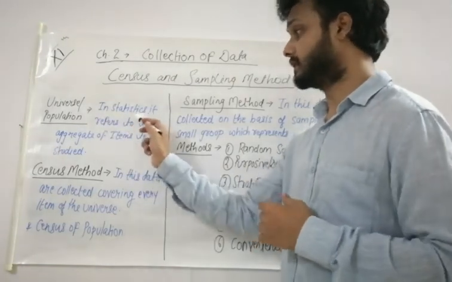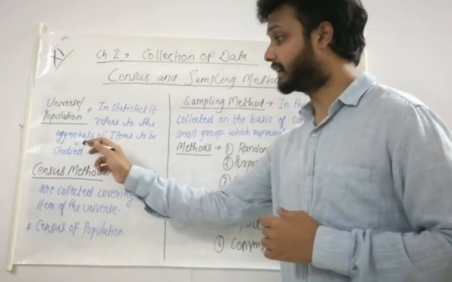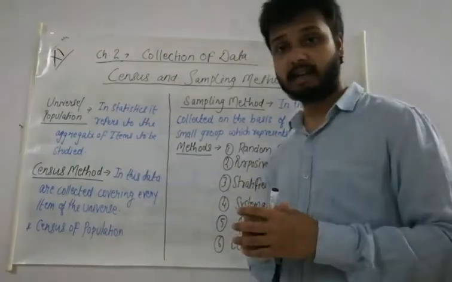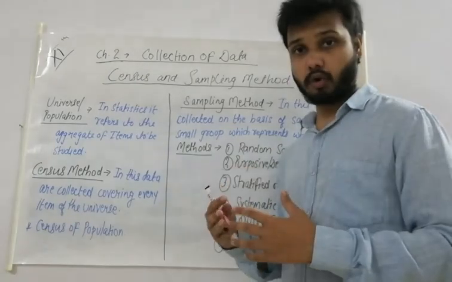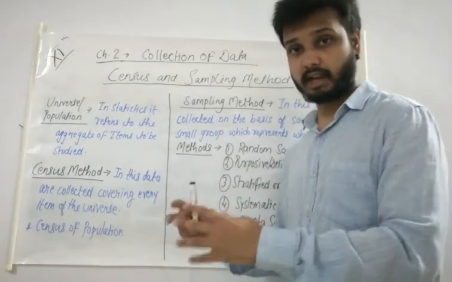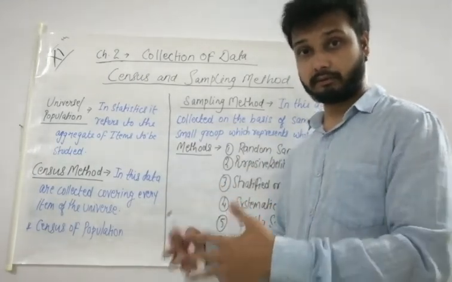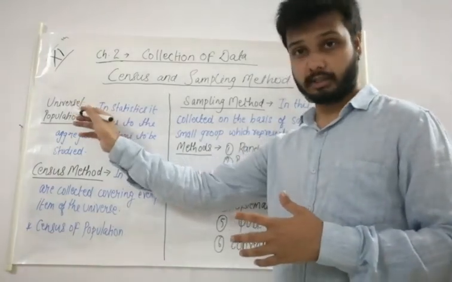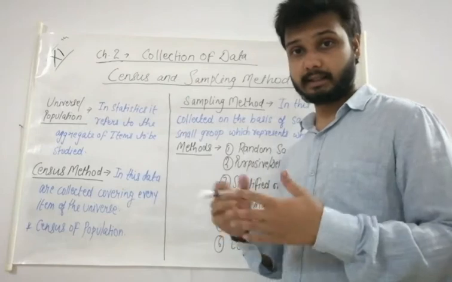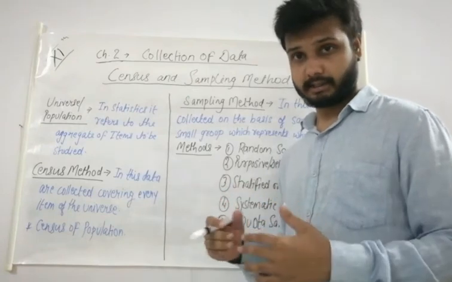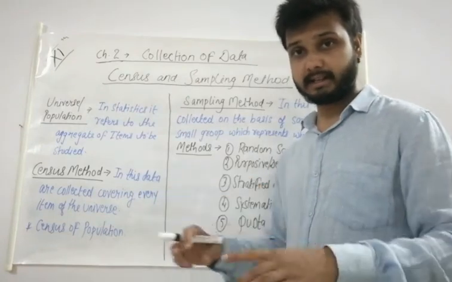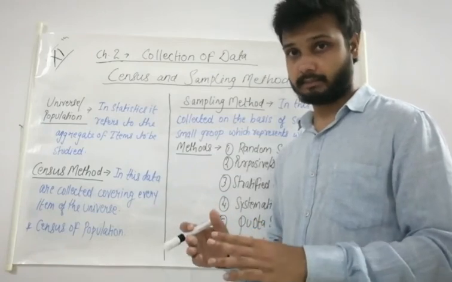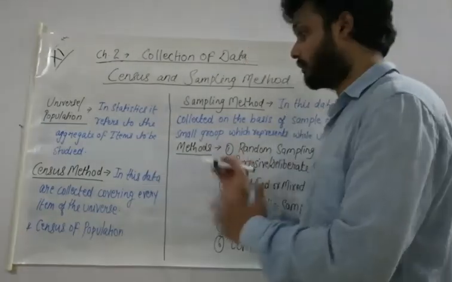In statistics, it refers to the aggregate of items to be studied, which means that we refer to all those items on which we have to study or from whom we have to collect the data. We refer to them as universe. Suppose we have to collect the data from 100 students, then those 100 students will be referred to as universe or population. Now we come to our methods.